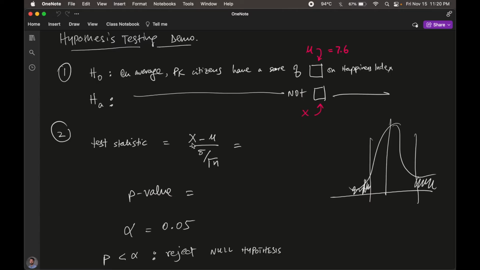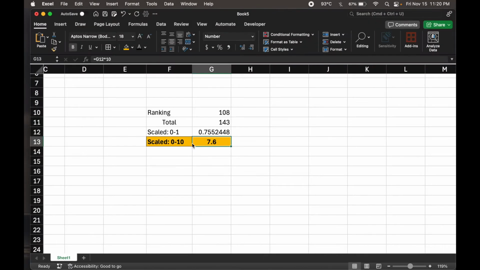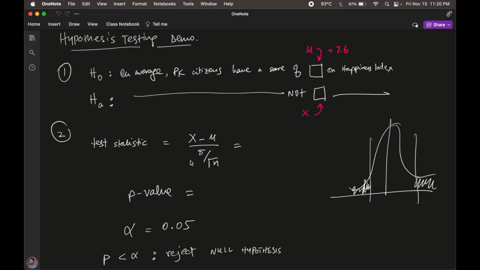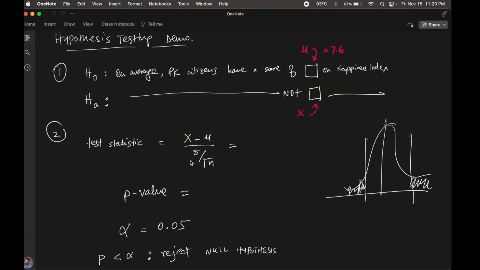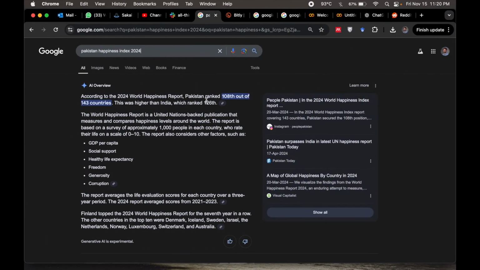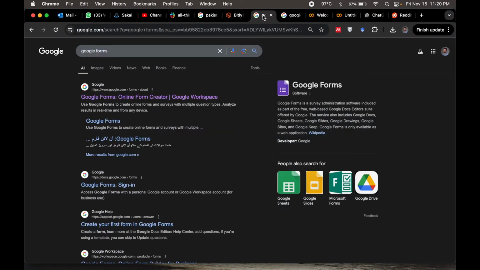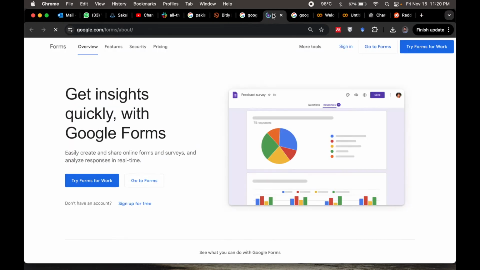Now, conducting a survey and taking people's opinion. We know we're asking people about their happiness, but then we're scaling it from 0 to 10. This is something we could do on what's called a Google Form, and it's a straightforward thing. You go ahead, write Google Forms in Google, and you'll come across a link such as this. It's typically the first link. It'll open up Google Forms. There'll be an option, go to Forms.